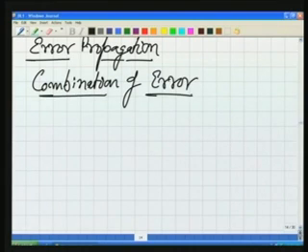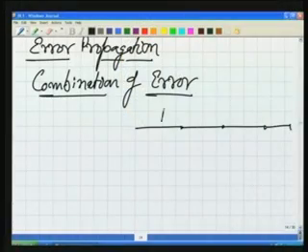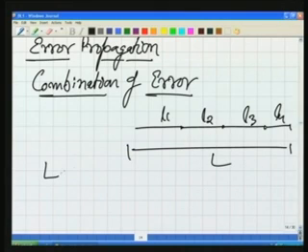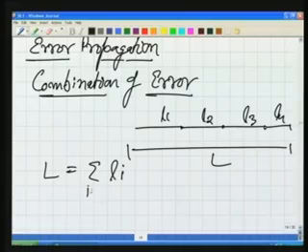Now, what happens many times? You are taking the measurement, let us say one length, another length, another length, another length, L1, L2, L3 and L4. Your job was to find this full length. So what you do, you find this full length by the sum of these individual lengths.